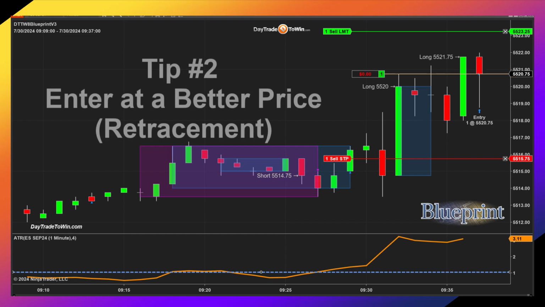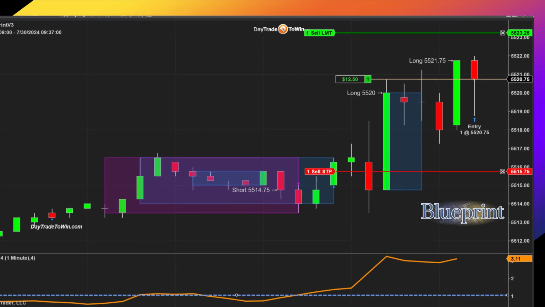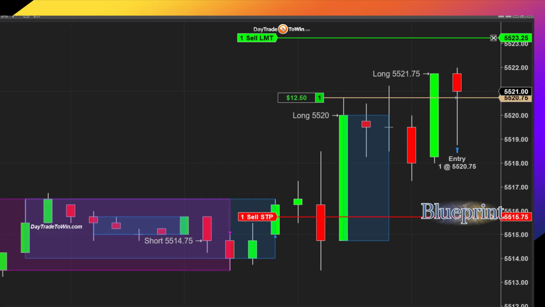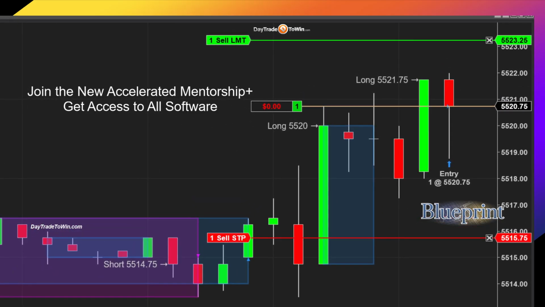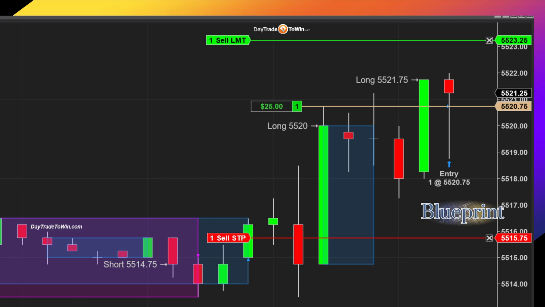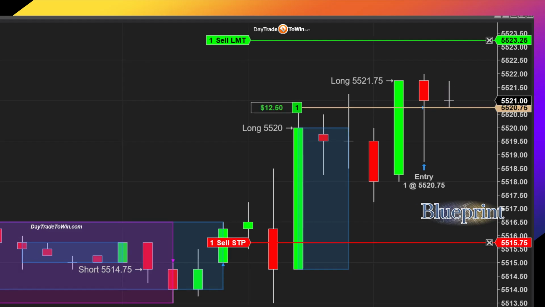Tip number 2, always try for a better price. So if you're looking to buy or sell, don't chase the market with bad fills or market orders that give you a worse price. You can use a market order, but try to get a better price. That's not a problem. Or a limit order or a stop with limit. Stop with limit does not offer slippage. It gives me that exact price if you're looking at breakouts.